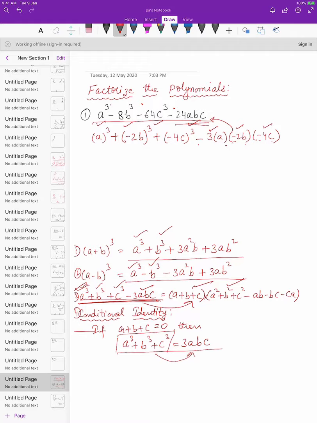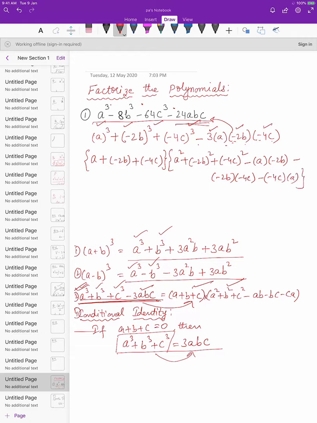So the first bracket should be a plus b plus c. So what will you write? A plus b plus c. This is the first bracket. In the second bracket you have a square plus b square plus c square minus ab minus bc and minus ca. Now let us check whether these terms are matching. No, sorry, we don't have to match it now. You simplify and get the answer.